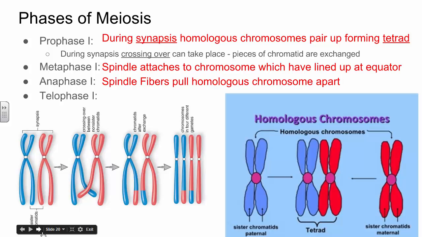And then in telophase, what do you think happens? The cell splits in two. New nuclear membrane forms, just like in mitosis. But now we have two cells.